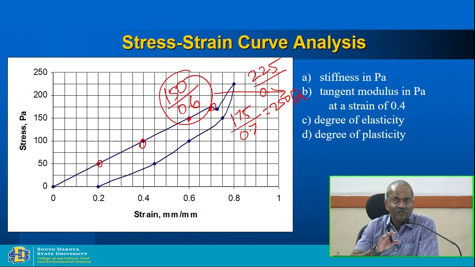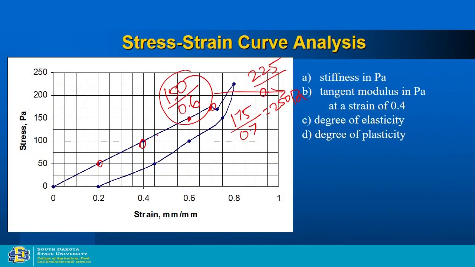This is primarily to confuse people. But if you are doing it your own way, everybody should get the same answer, if you are doing it on the same curve. Okay. Tangent modulus in Pascal at a strain of 0.4. So this is 0.4 and the tangent modulus is the slope at this point, same 250. Right? Answer A, answer B, same answer.